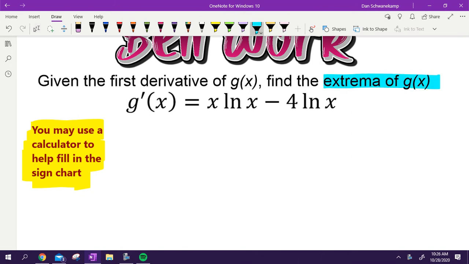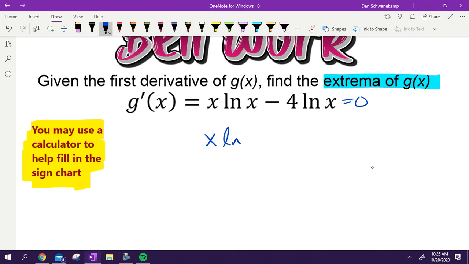We're finding extrema. So what do I need to do to find extrema? Set that equal to 0. This is the first derivative, and I'm going to set it equal to 0. Remember, extrema means maxes and mins. That is a first derivative question. All I need to do is take this thing and set it equal to 0.